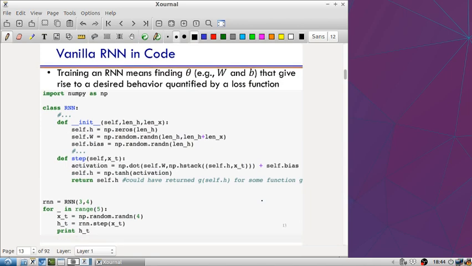Now that you are a little more familiar with Python, here I'm just showing how you may write an RNN. In this case, the vanilla RNN, you would have the length of the activation, the layer inside the A block, and the length of the input.